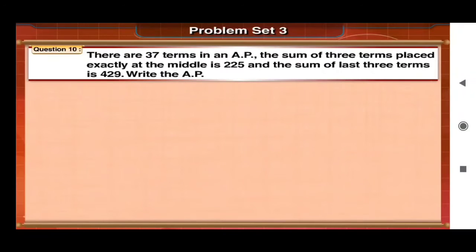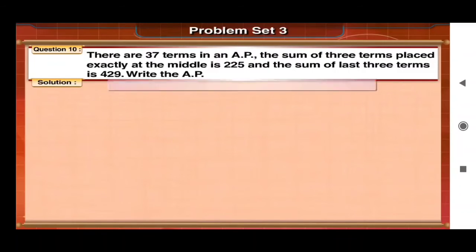Question 10. There are 37 terms in an arithmetic progression. The sum of 3 terms placed exactly at the middle is 225. And the sum of the last 3 terms is 429. Write the arithmetic progression.